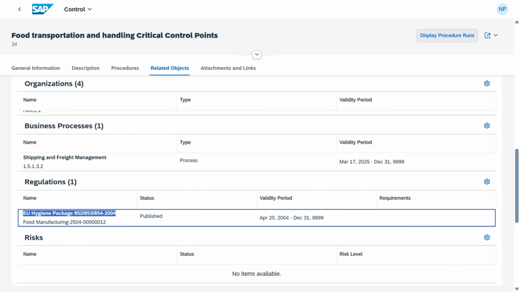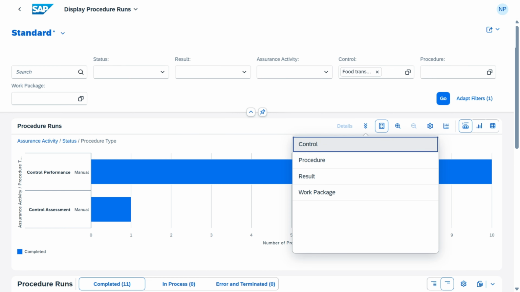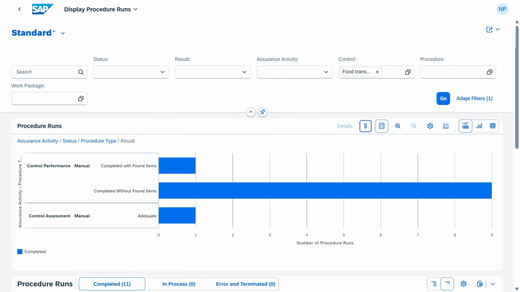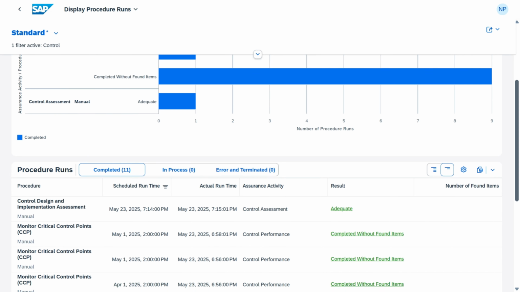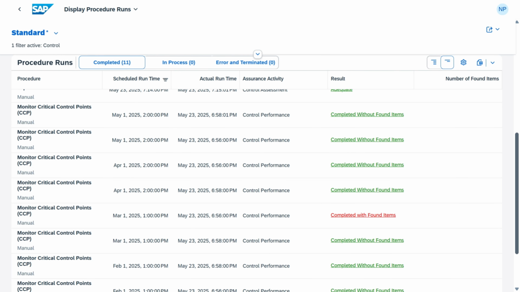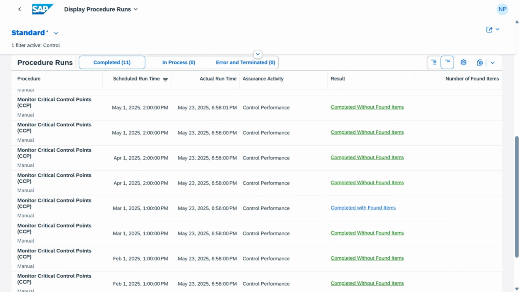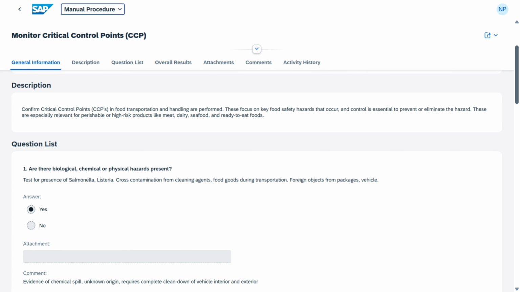However, we saw in the control summary data that there was a control performance result that requires further investigation. Clicking on the Display Procedure Runs button opens up the results data. We can easily filter on procedure results using the intuitive graphical tool. Scrolling down the results table takes us to the control test run where there were found items. Clicking on the hyperlink opens up the test result data.